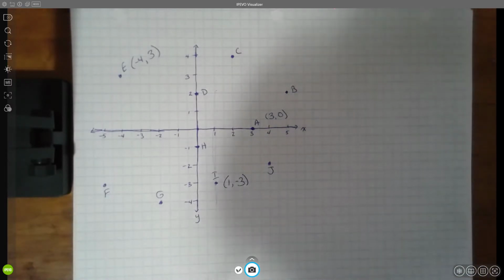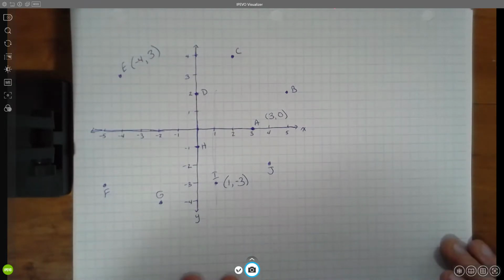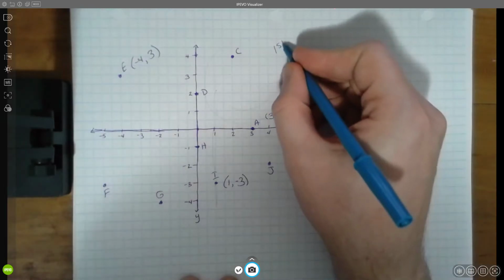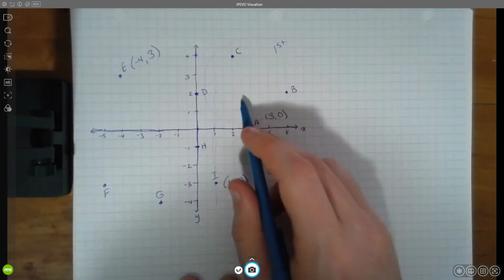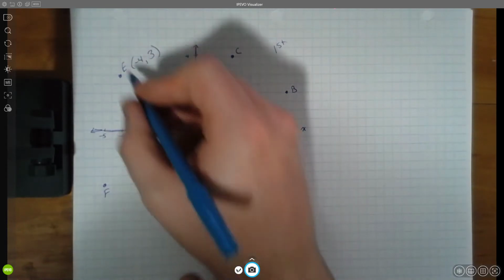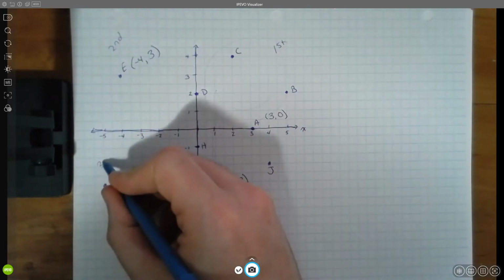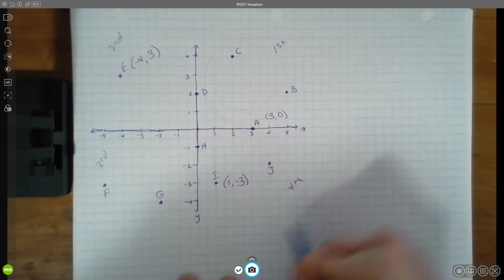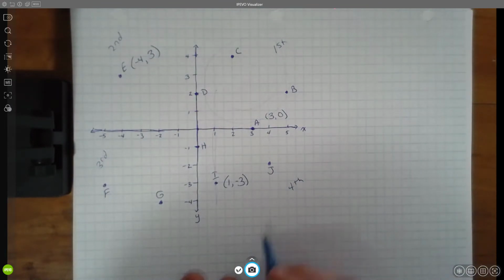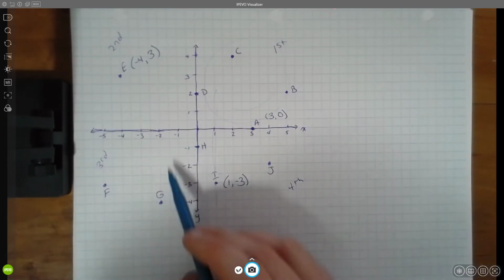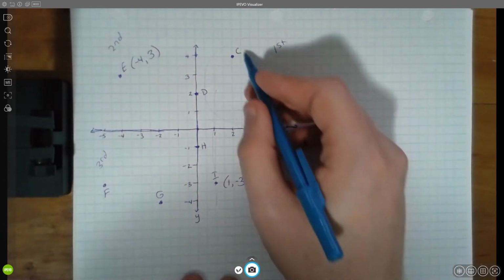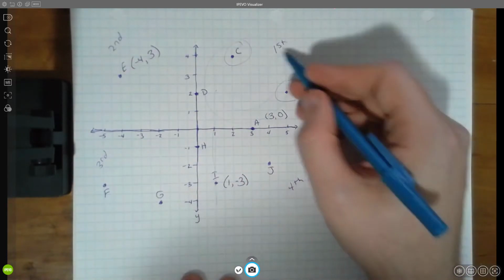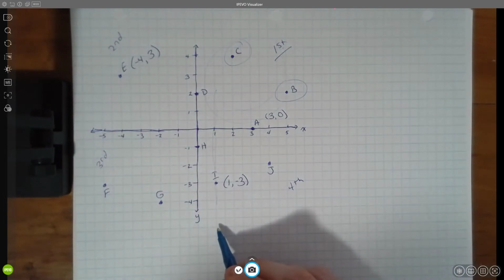Question D asks, what points are in the first quadrant? If you remember, our first quadrant is right here, where all of our values are positive, and then we go counterclockwise. So this would be second, this would be third, and this would be fourth. For the options that we have, C and B, I and J, F and G, and point E, we can see that of all of those options, it's points C and B that are within the first quadrant.